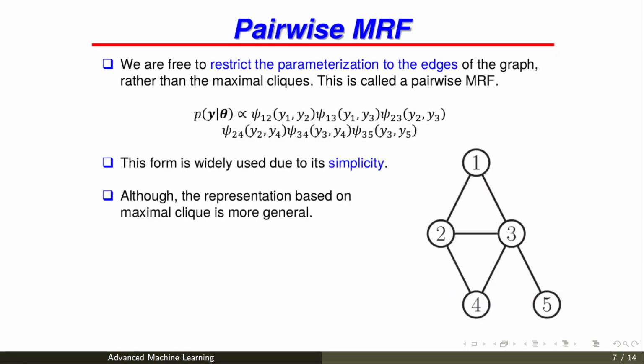So next is the pairwise Markov random field. Here, the parameterization is based on pairwise potentials. We can say that this is not about the maximal clique here. The potential 1 2, then potential 1 3, 2 3, etc. So this form is widely used because of its simplicity, but the representation based on the maximal clique is more general. Here, what you're doing is you are using pairwise potentials.